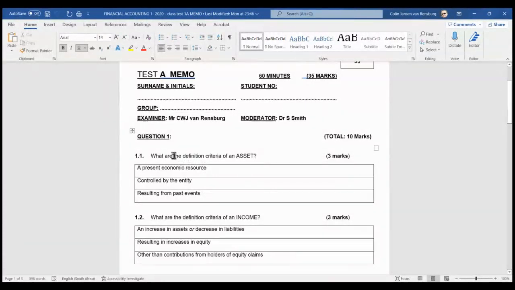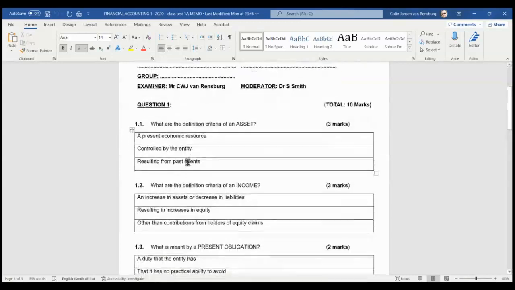So for instance, in test A, and I must also mention when it comes to the online tests, ladies and gentlemen, different students will be receiving different questions, right? So when you are doing an online test, not all the students are going to get this question. Some students will get what are the definition criteria of an asset. Other students will get the test B, which then requires what is the definition criteria, let's say, of a liability, for instance, right? I'm just mentioning that as an example.